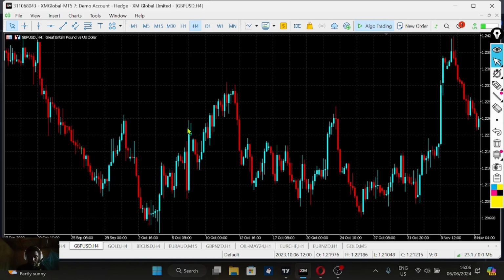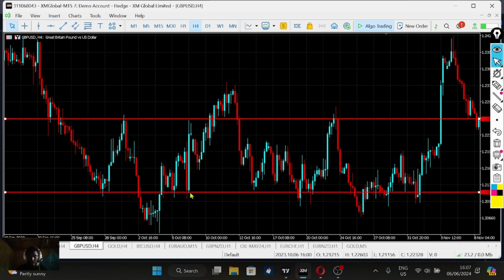Like here, choppy market. The market does not want to respect the trend line. The market doesn't want to respect the support and resistance levels. Now, this is a very dangerous market to trade, because you cannot anticipate where the market will be heading next.